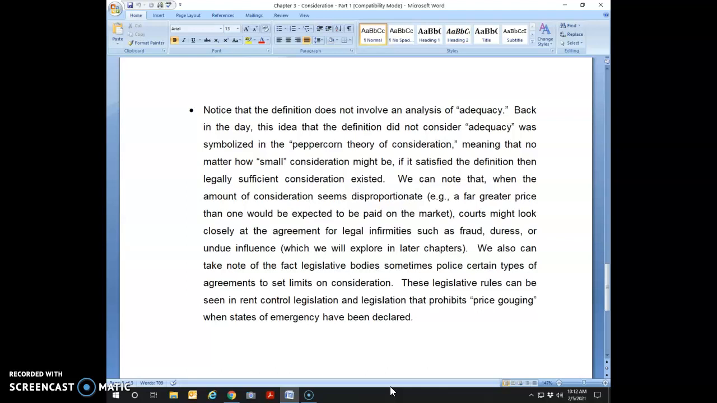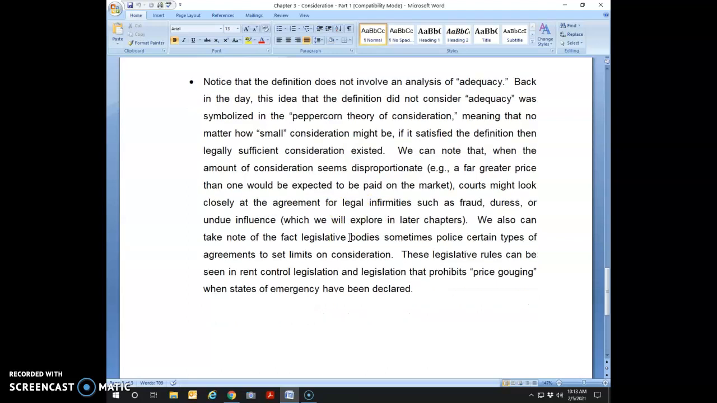Now, sometimes, and I point this out, the consideration may seem disproportionate. And we have some legislation that governs or regulates the area of consideration. The law of usury is one. In other words, it puts a limit on how much interest can be charged.